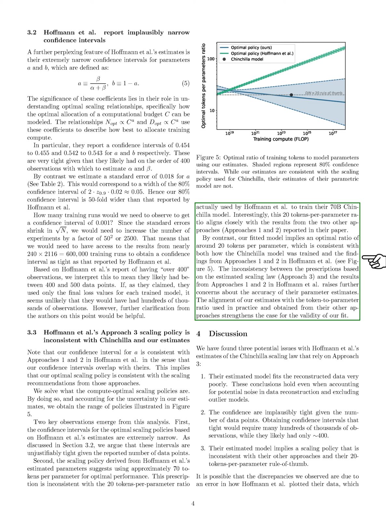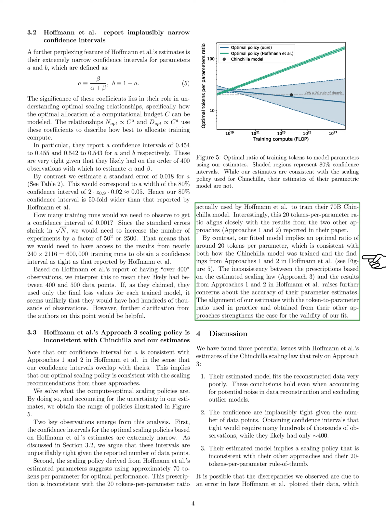Our model suggests an optimal ratio of about 20 tokens per parameter, consistent with practical training and findings from approaches 1 and 2 in Hoffmann et al. The discrepancy between the scaling law estimates in approach 3 and the results from approaches 1 and 2 raises concerns about the accuracy of Hoffmann et al.'s parameter estimates. Our alignment with the token-to-parameter ratio used in practice and from their other approaches supports the validity of our fit.